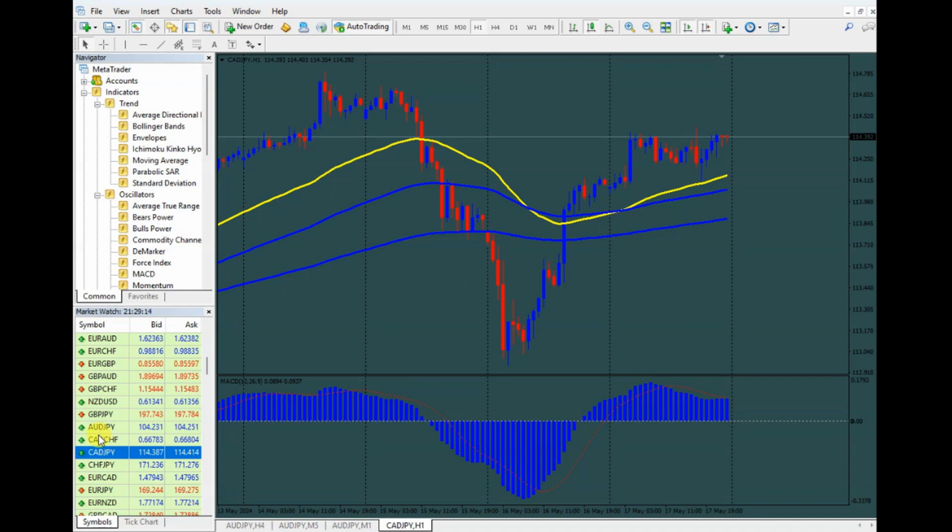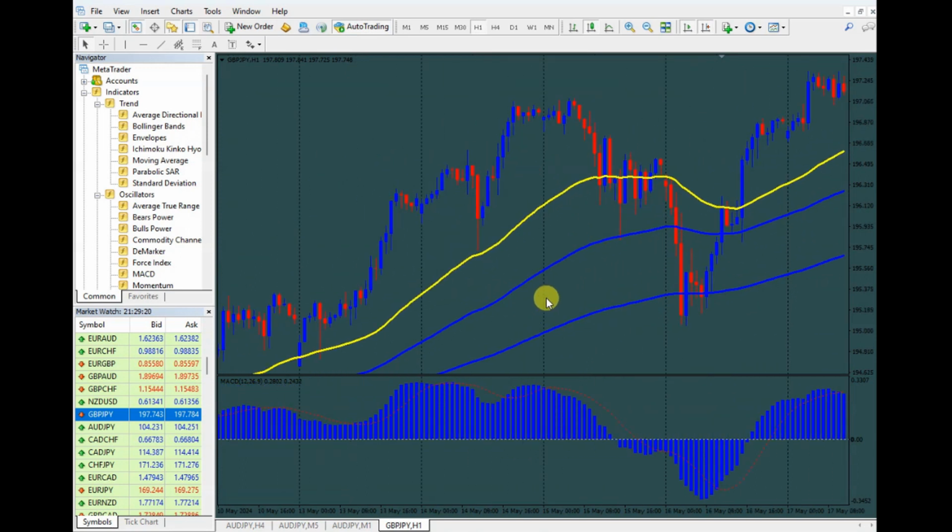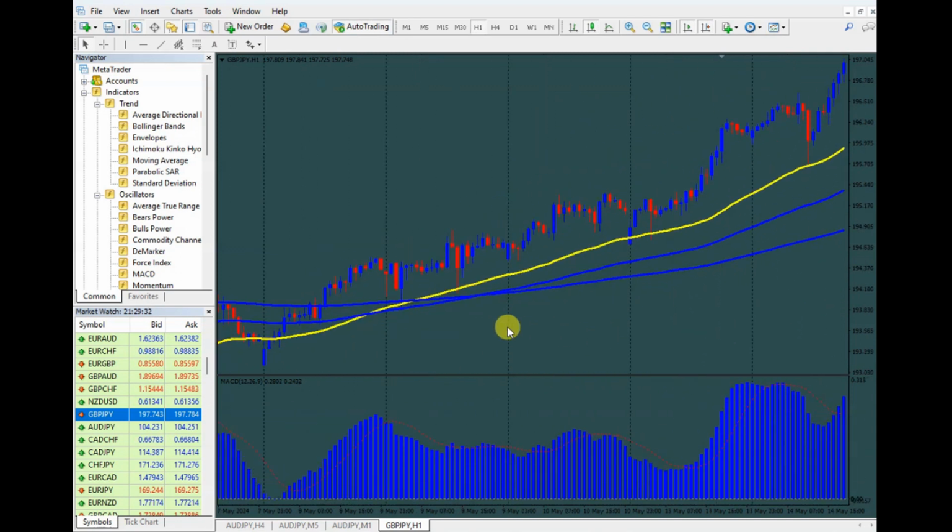So we can also look for other currency pairs. For this strategy, I usually like to play it with the Japanese yen pairs because they move the way I prefer to trade the market. So you can see, here we have our conditions met, and here we have our trigger.